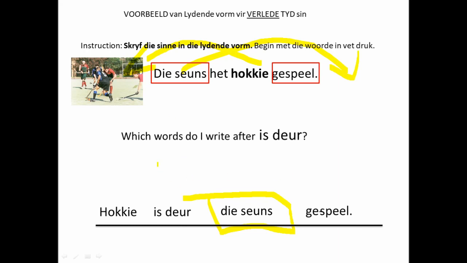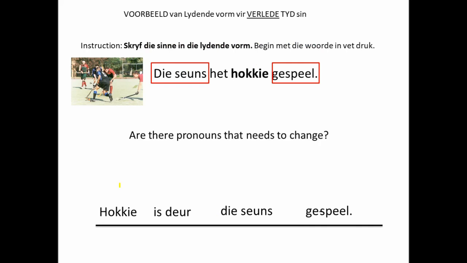Are we finished? Let's see. I think there's one more step that we need to consider. Are there pronouns that need to change? In this sentence, we are lucky because there are no pronouns and the sentence is finished. Okay. Hockey is deer die seuns gespeel.